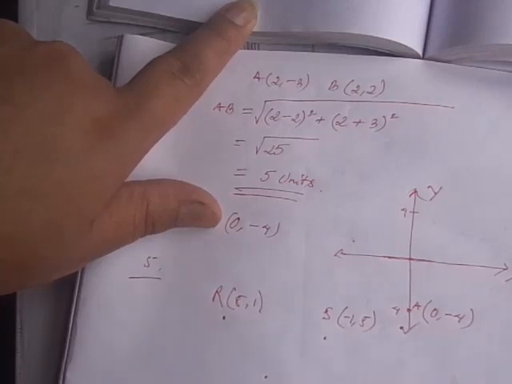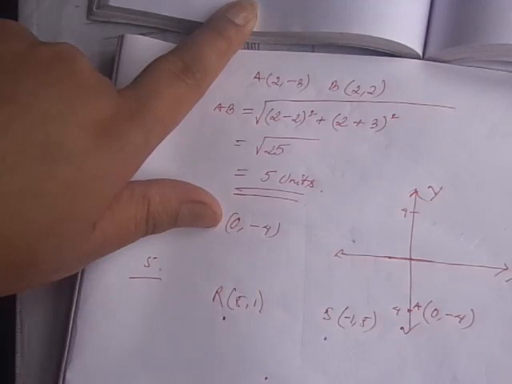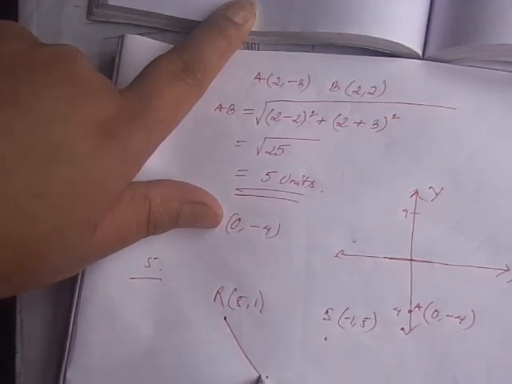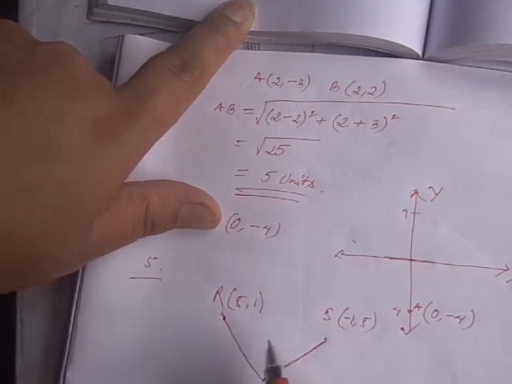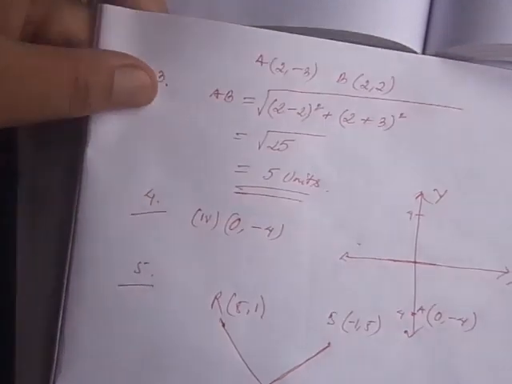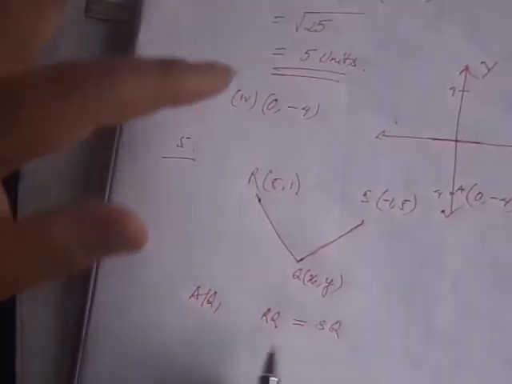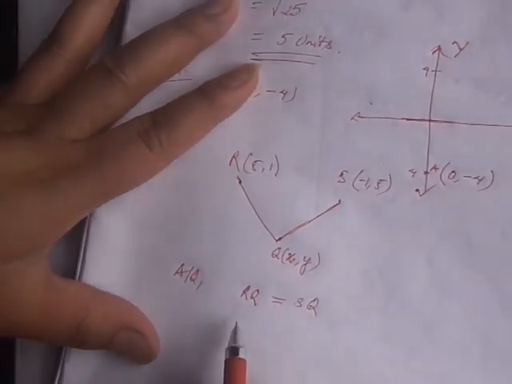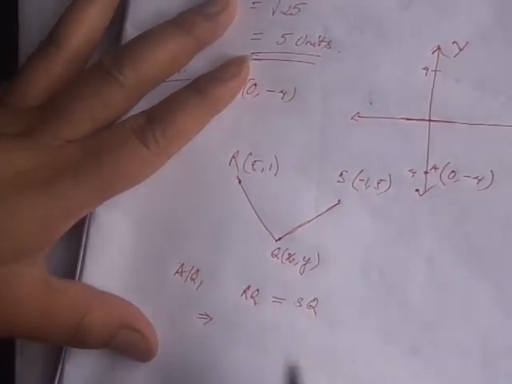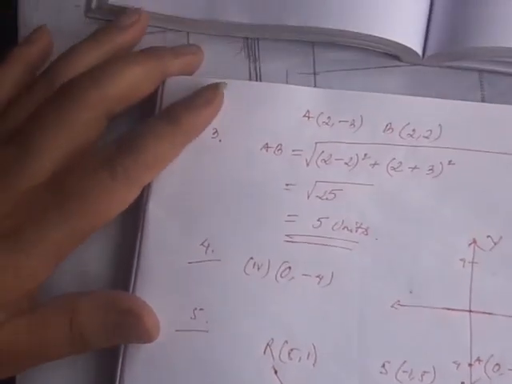So Q is (x, y). The distance of Q from R and S is the same. That means RQ is equal to SQ. According to the question, RQ equals SQ. Now from RQ equal to SQ, we have to use the distance formula. To use the distance formula, have a look here.